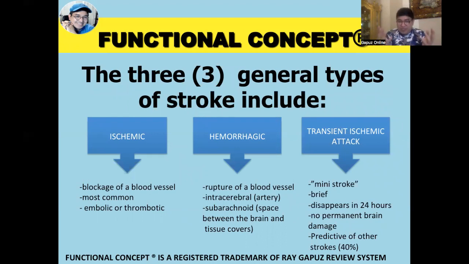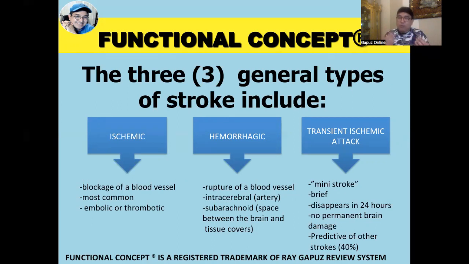Next, thrombotic stroke could be related to a clot that has formed in the brain. So embolism is from another organ to the brain. In thrombotic stroke, it has formed in the brain. And then hemorrhagic stroke is related to the rupture of a blood vessel that could be potentially caused by a rupture of the intracerebral artery, or subarachnoid hemorrhage could occur.